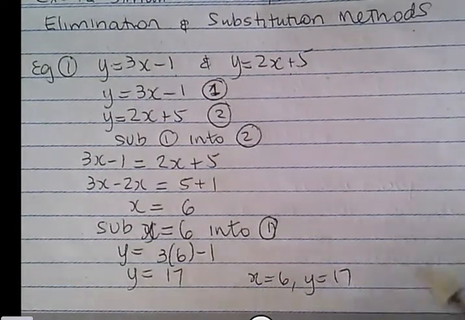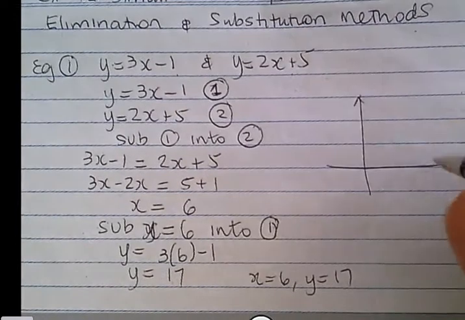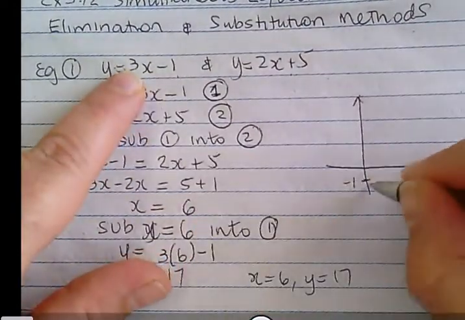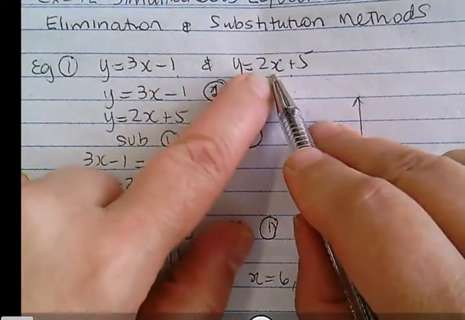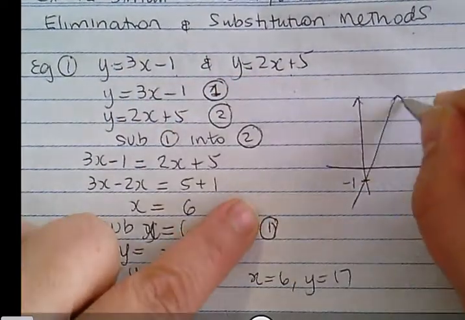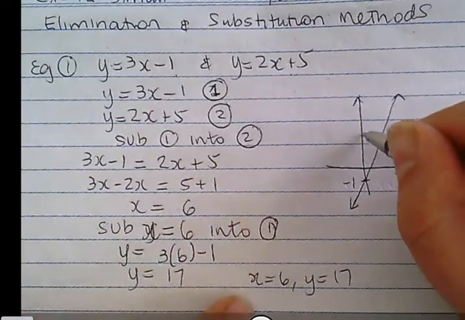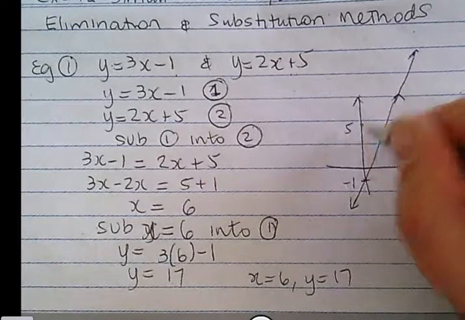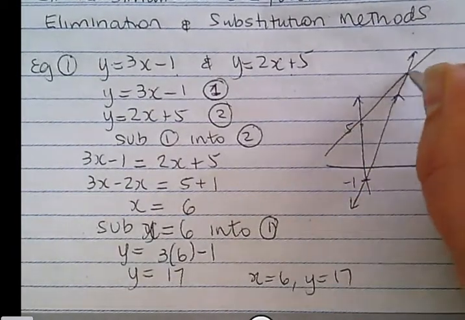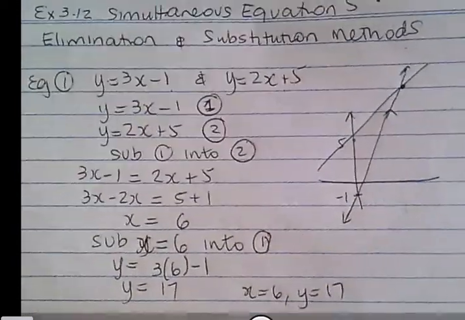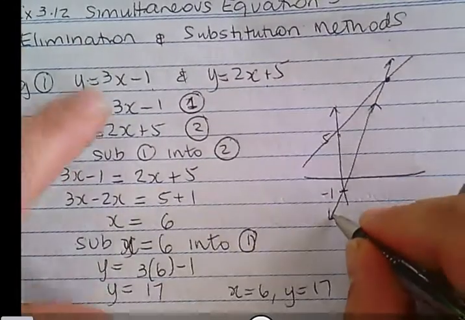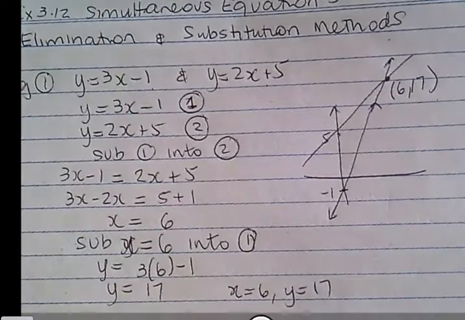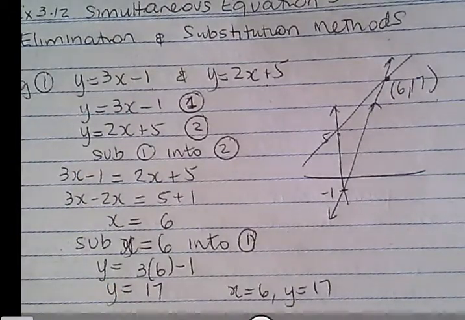6, 17. So if I do a quick sketch, how do I sketch this one? What's the y-intercept? Minus 1. Would you say it's steeper than the other line? So I'm just going to draw it a bit steep. The other line crosses at 5. I'm just going to pretend that's up here somewhere. I know it's not to scale. It's not as steep. This is y equals 3x minus 1, and that's the 2x plus 5. This point of intersection would be 6, 17. I know that's not to scale. All right?